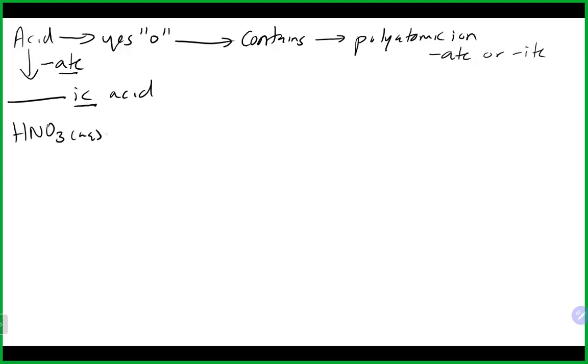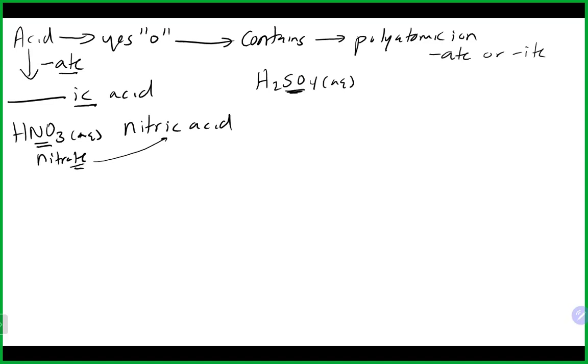So if you have something like HNO3 aqueous, NO3 is nitrate and it has oxygen, so this becomes nitric acid, based off of nitrate, ATE, nitric acid. If I had H2SO4, which is aqueous, that has oxygen, that is sulfate, which means my acid would be sulfuric acid. Again, ATE-IC at the end.